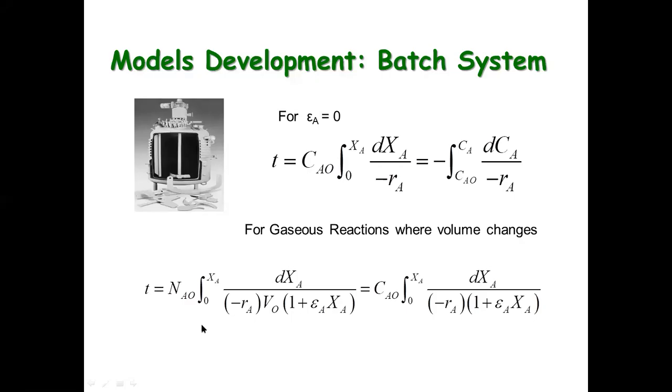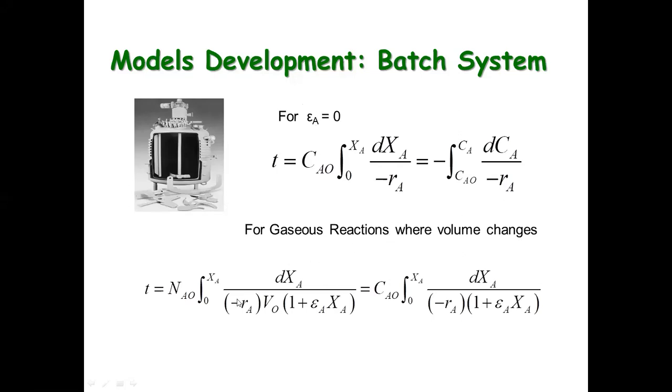Okay, to review and to summarize the thing that we have discussed regarding the performance equation for a batch system. For epsilon A equal to 0, this means that your system is a constant density system, and these constant density systems are most of the time liquid phase reactions. I have mentioned already that this will be the suggested formula for the performance equation for your batch reactor.